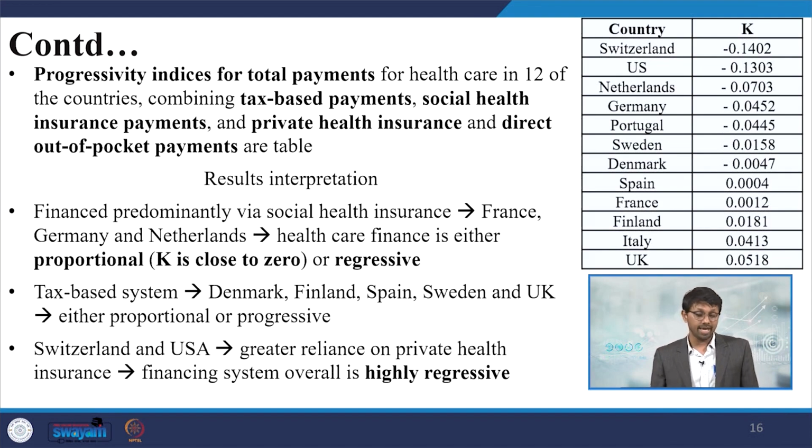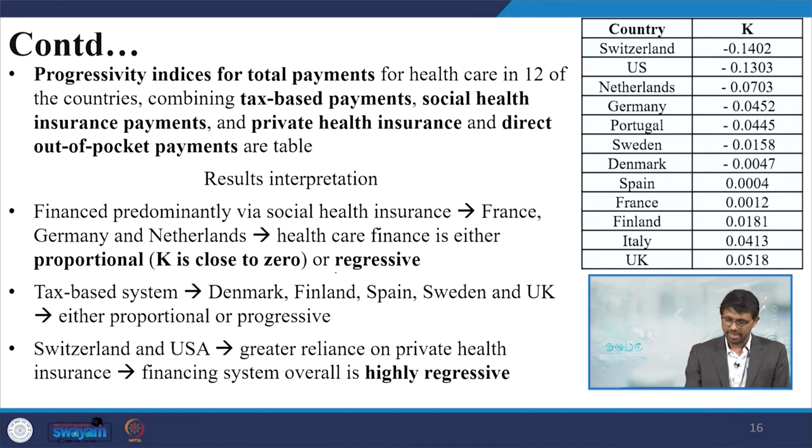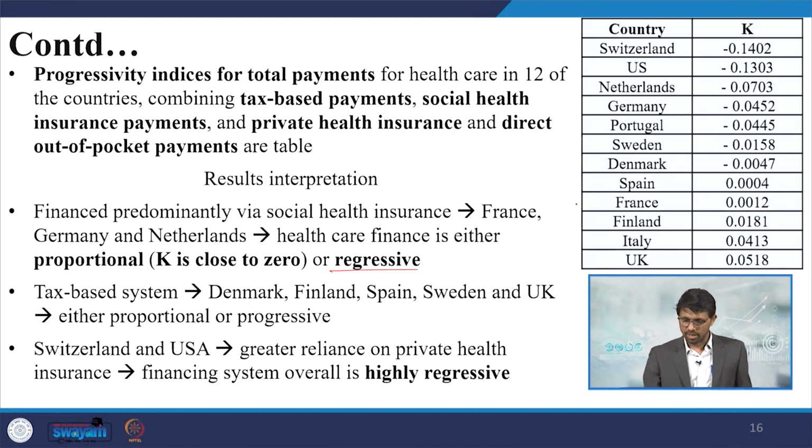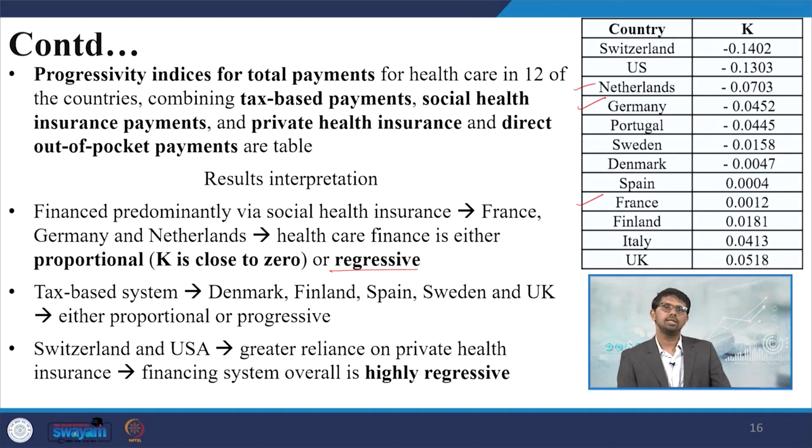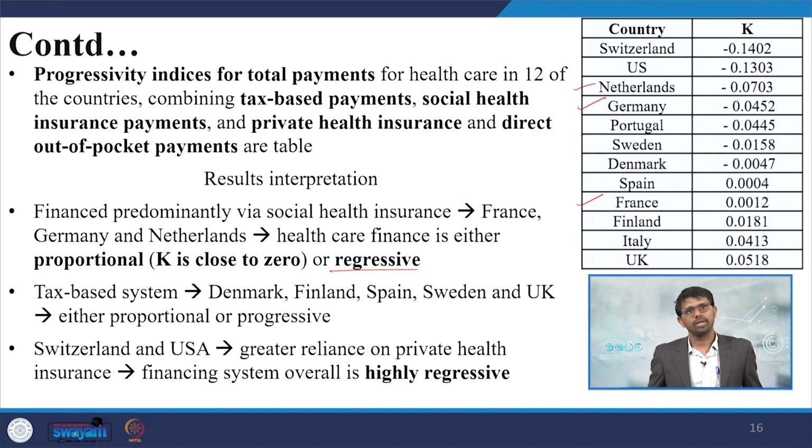So, as they have the financing structure that is predominantly via social health insurance, because individual income earners are actually not paying much, hence it is regressive in those countries: France, Germany and Netherlands. Whereas in the tax based systems, such as in countries like Denmark, Finland, Spain, Sweden and UK, you find the structure is largely proportional or even progressive.